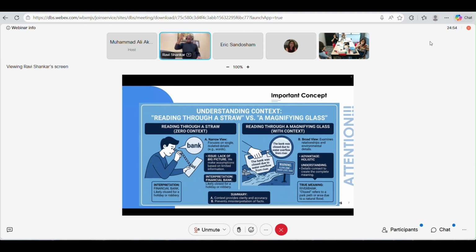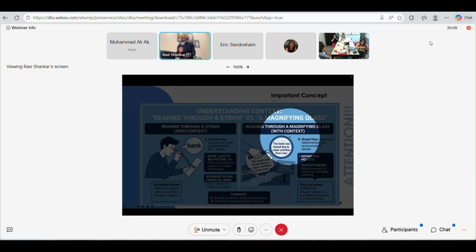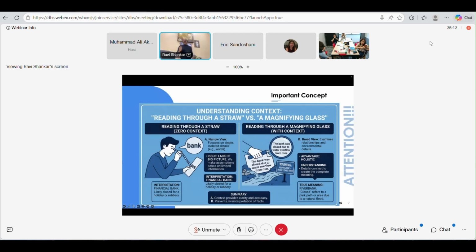But here comes a magic. Let's throw away that straw and let us use this one. What is this? A magnifying glass, right? And now I'm going to use this magnifying glass and read that same sentence, which you see here. The bank was closed due to water overflow from river. Now I got it.